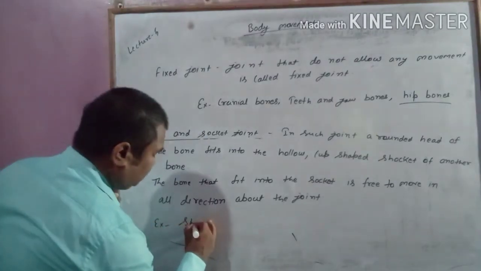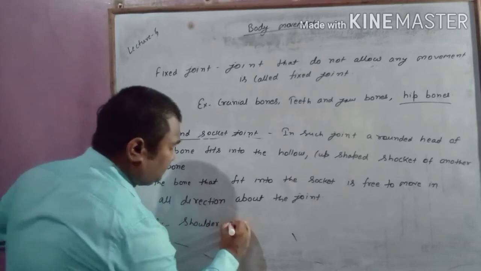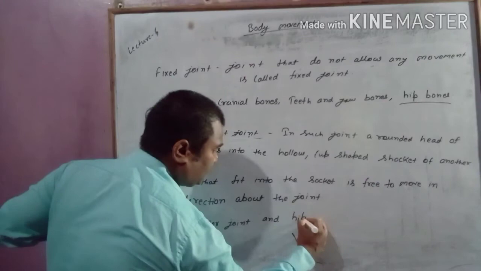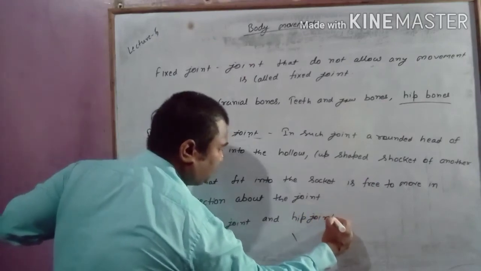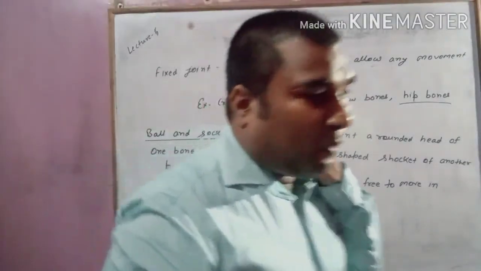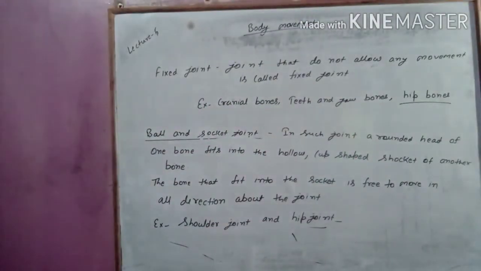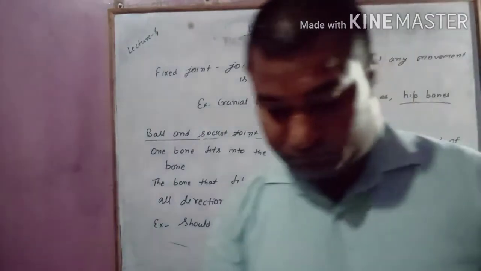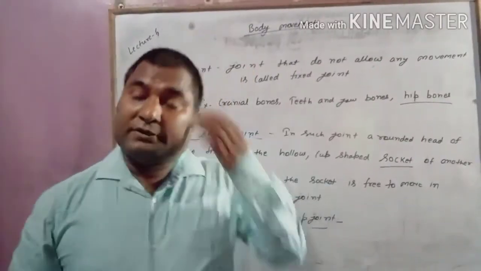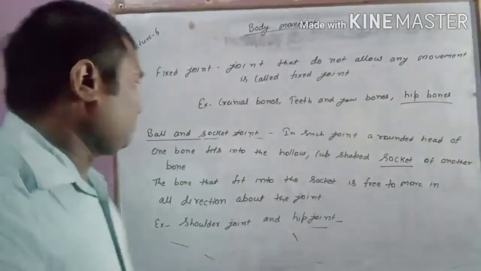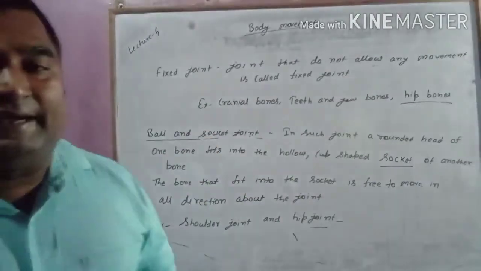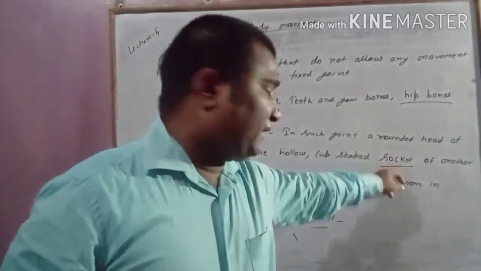Example: shoulder joint and hip joint. These two joints are examples of the ball and socket joint. Please correct this. By mistake I have written SHO. It is SOCKET, socket. Here also I have corrected it.